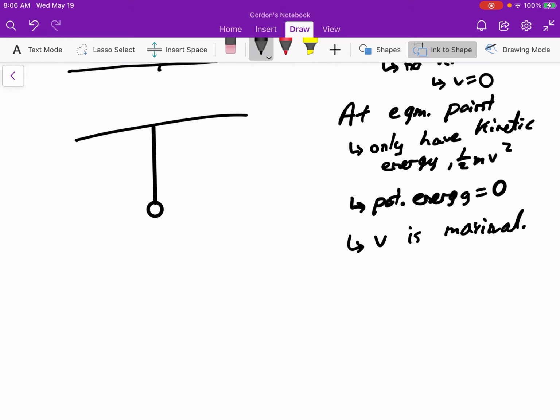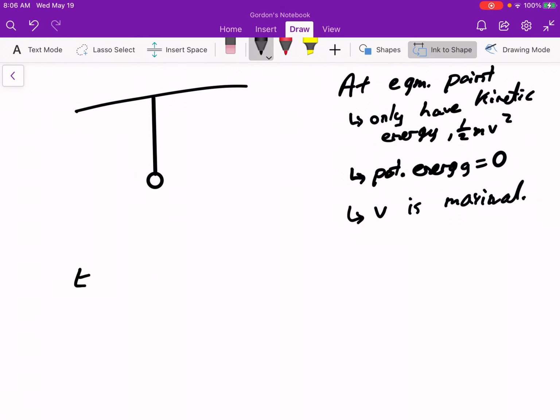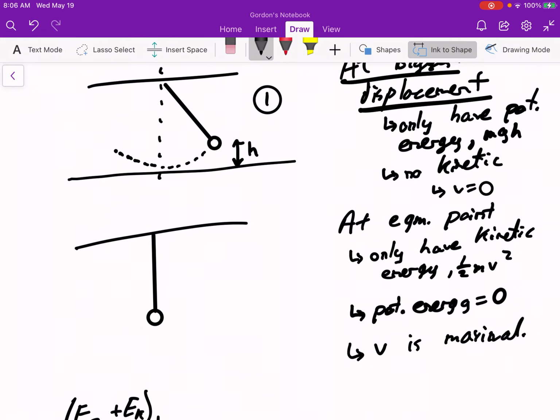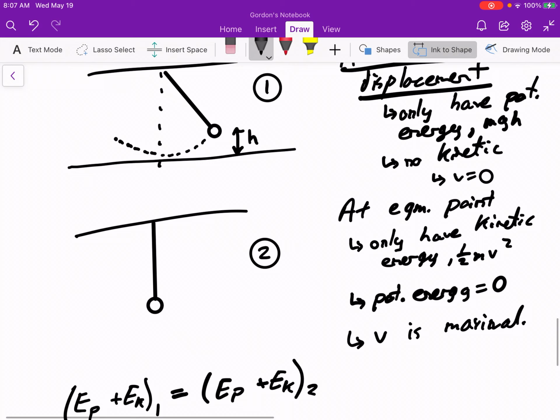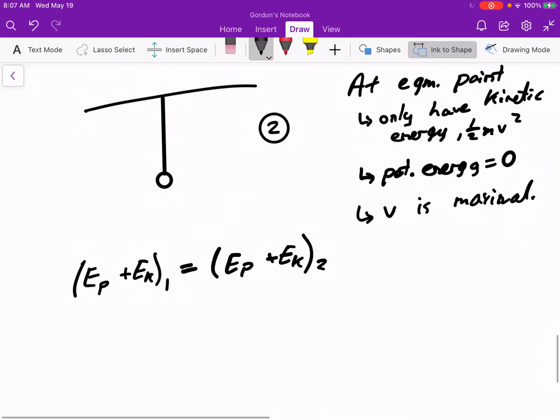Hopefully that makes sense. We're going to look at a couple of other examples in a second here. But again, you can think of the potential energy plus the kinetic energy in one situation, say this is situation 1, as going to be equal to the sum of the energy at the second situation. And so the extremes are the easiest positions to worry about because we only have one type of energy in those situations, but we can also figure out how fast it's going at any point in between. Okay, so in the next video, we're going to take a look at a couple of examples.